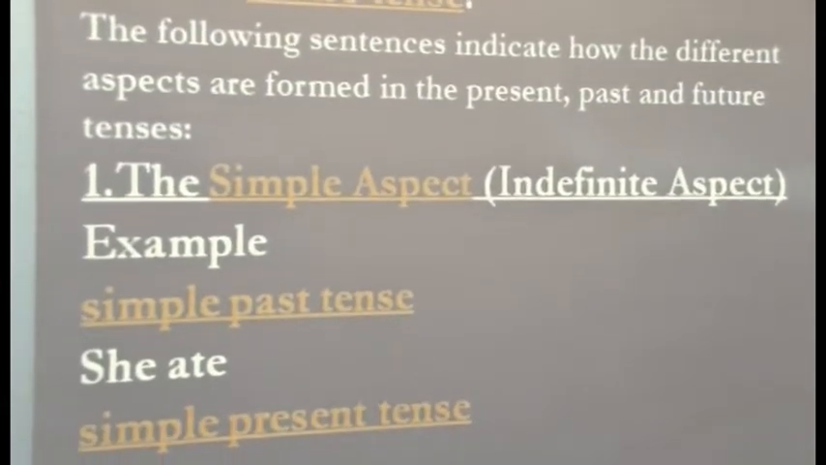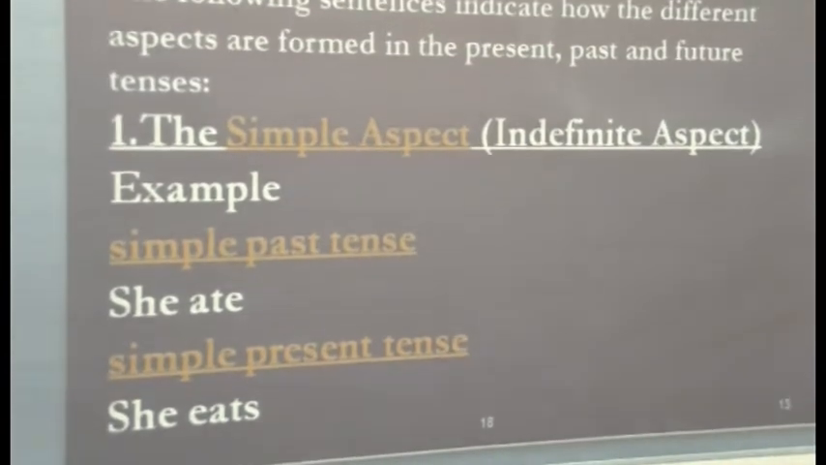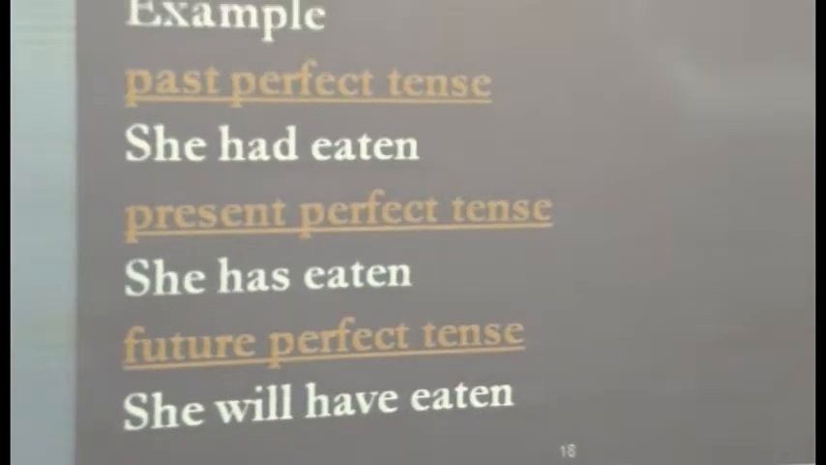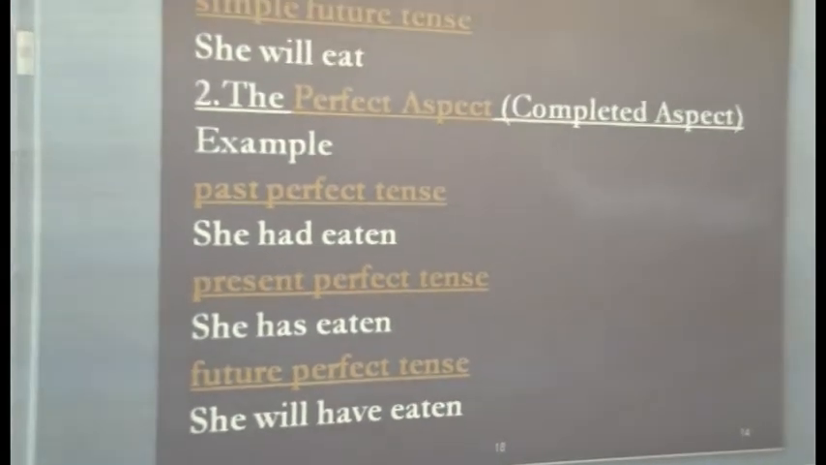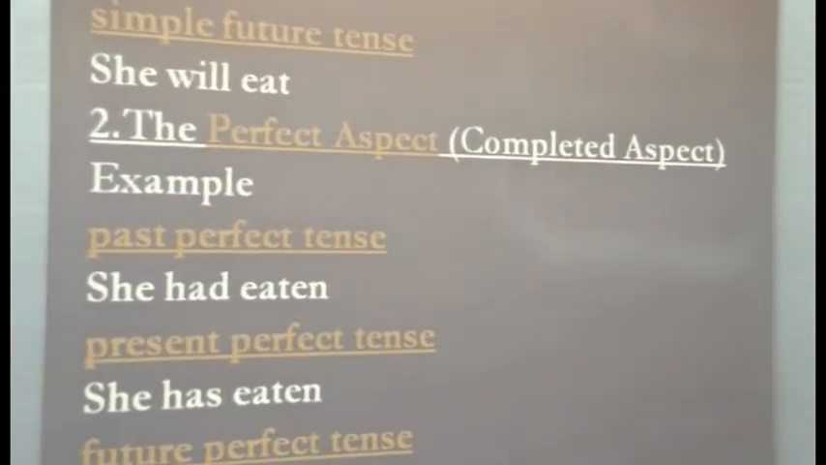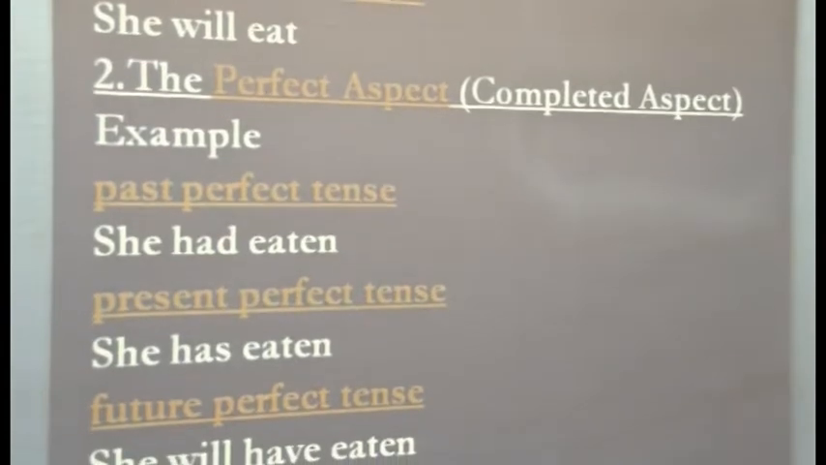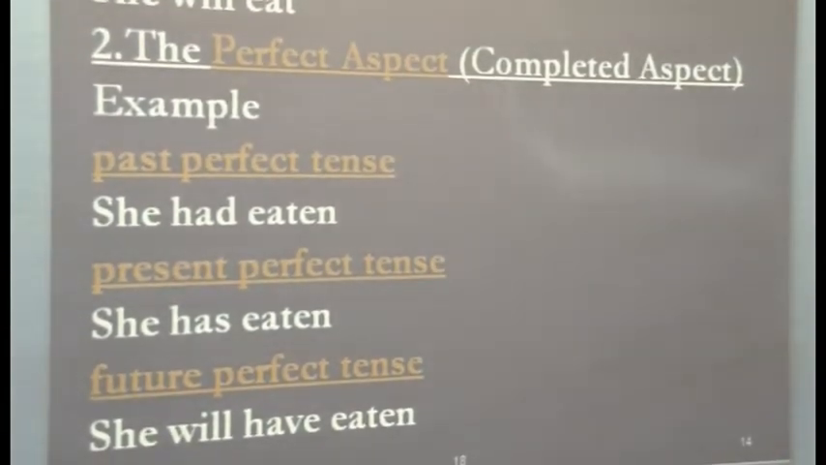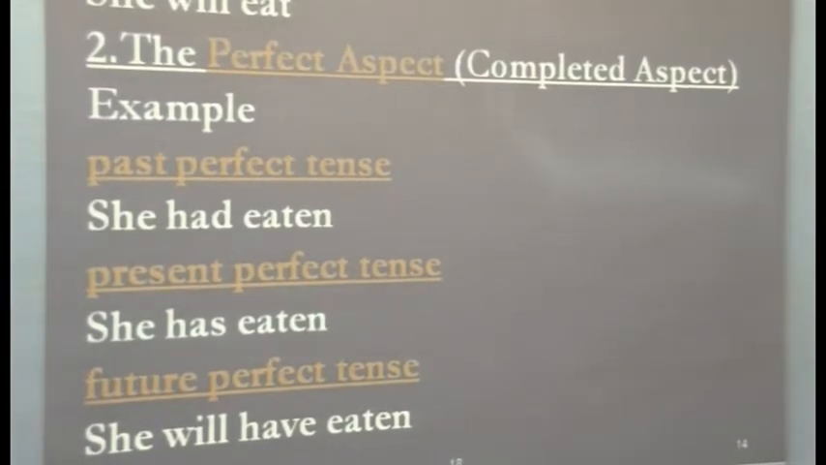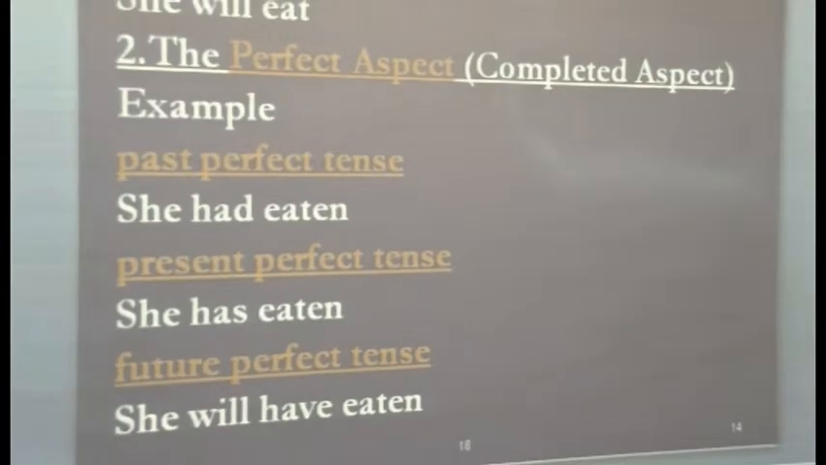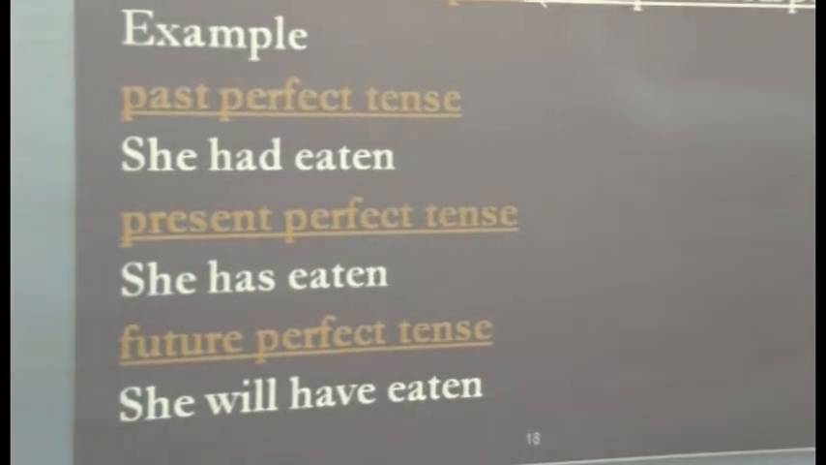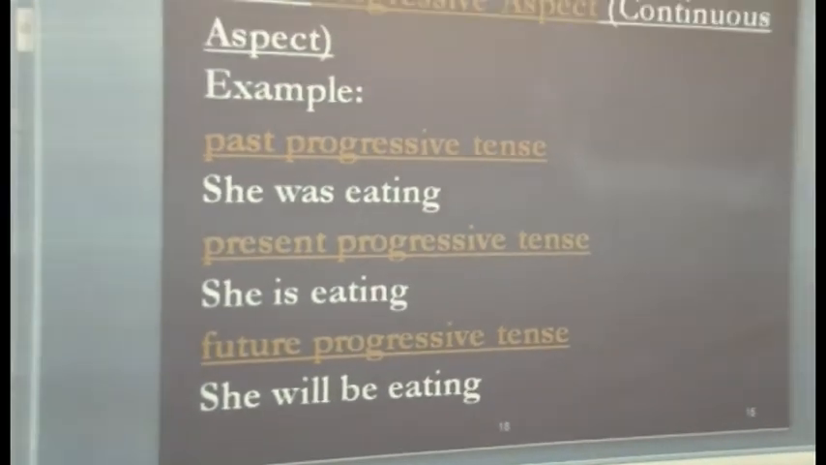Example, simple past tense, she ate. Simple present tense, she eats. Simple future tense, she will eat. And then two, the perfect aspect, that is the completed aspect. Example, past perfect tense, she had eaten. Present perfect tense, she has eaten. Future perfect tense, she will have eaten.